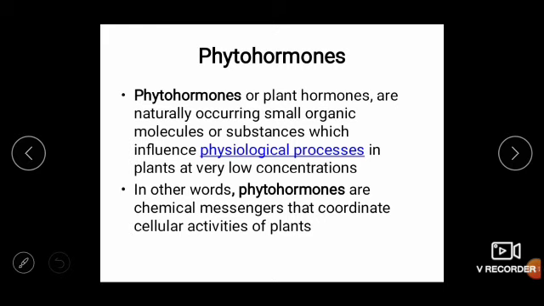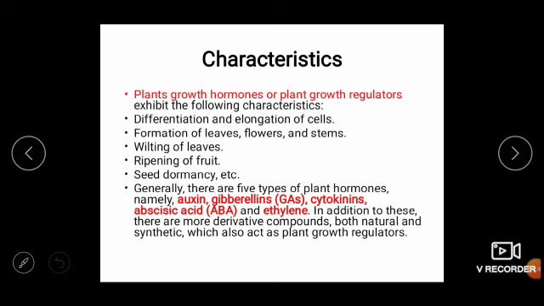They are naturally occurring small organic molecules or substances which influence physiological processes. Physiological processes, we have already studied the physiology of animals and plants, like photosynthesis in plants. We have studied respiration, and thus these are the physiological processes in plants at very low concentrations. In other words, we can say phytohormones are chemical messengers that coordinate cellular activities of plants.